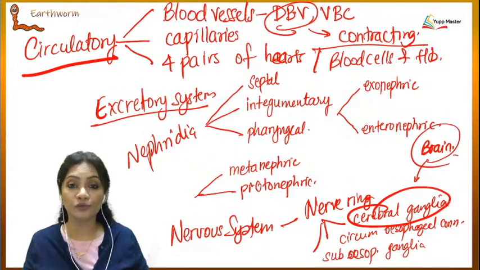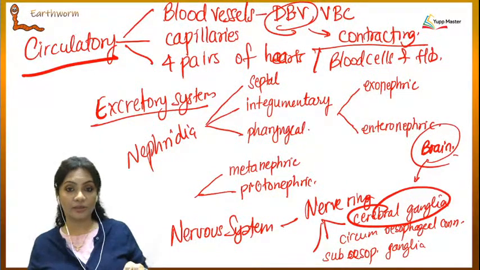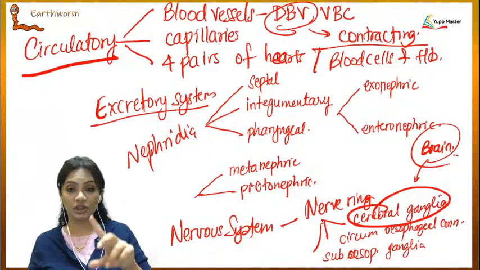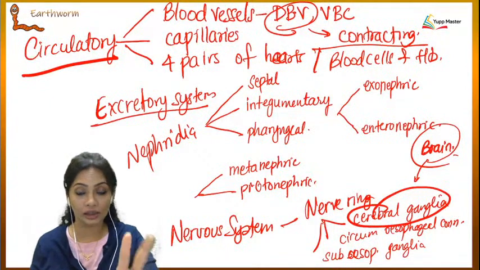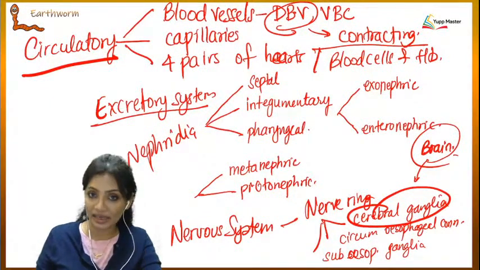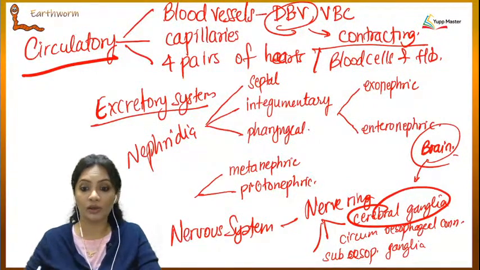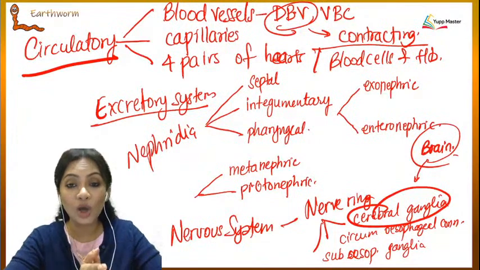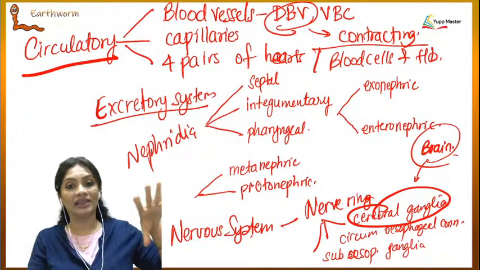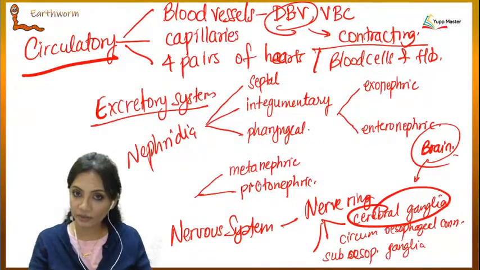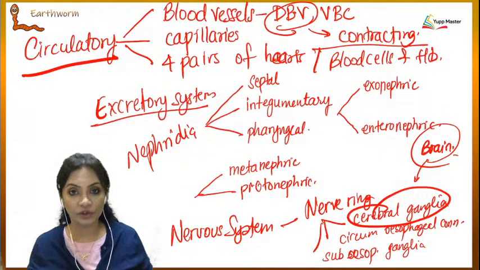Then we moved on towards the reproductive system of the earthworm. Remember the male genital pores were in pairs, at the 18th segment. The female genital pore was single, at the 14th segment. Okay, so we've completed all about the earthworm. We learned the external features, we learned the anatomy, and we learned the different systems of the earthworm too.